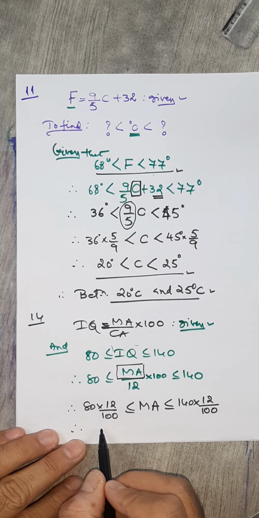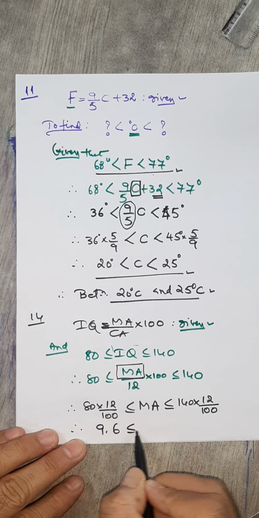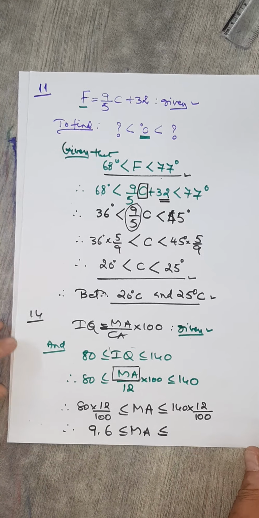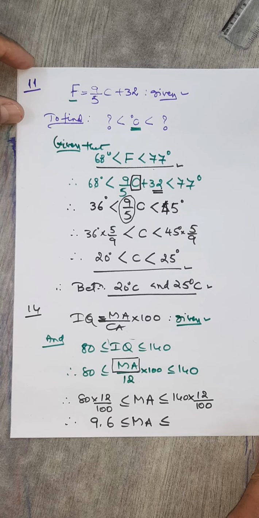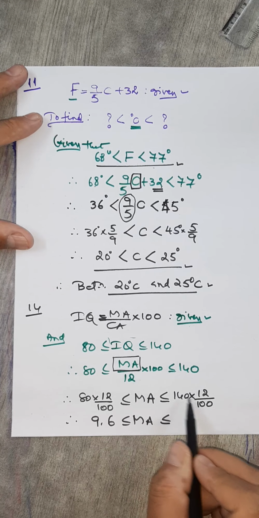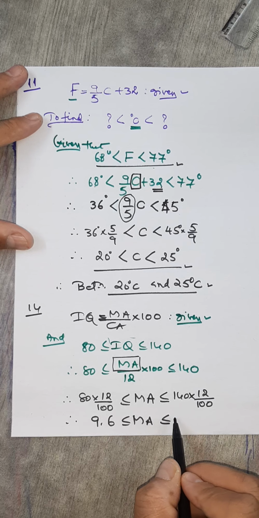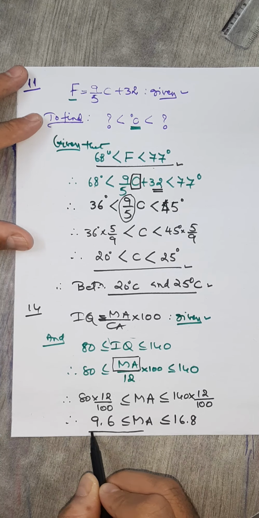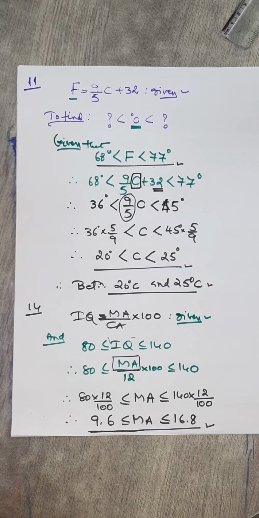960 by 100, so it is just 9.6. Less than or equal to, you just simplify, 0 will get cancelled. This is 168 by 10, so this is 16.8. So this is the answer. Mental age is from where to where? 9.6 to 16.8. Remember, that's your final required mental age, 9.6 to 16.8.